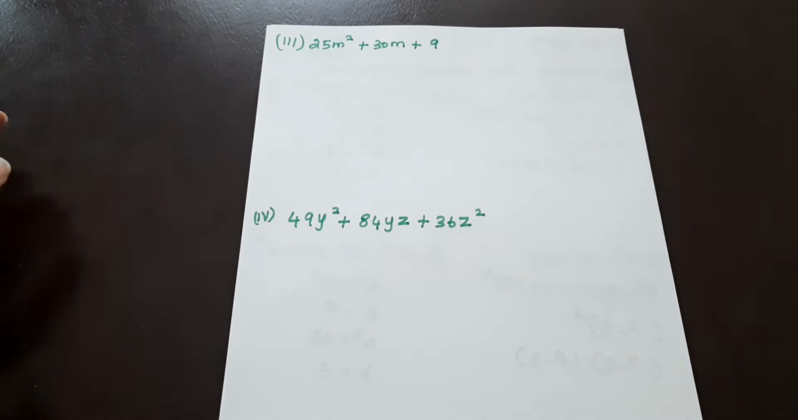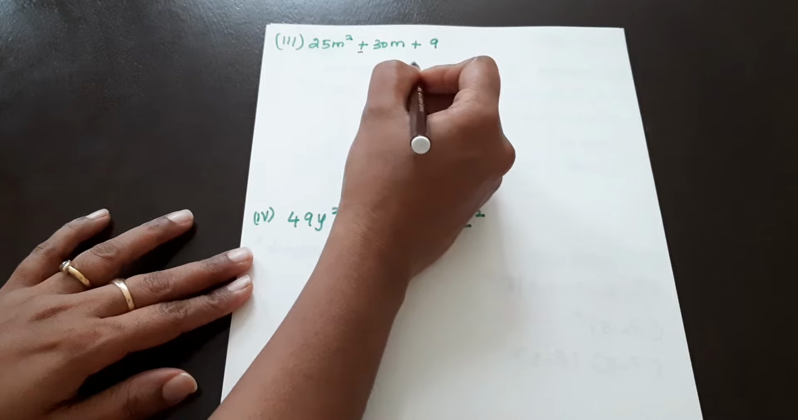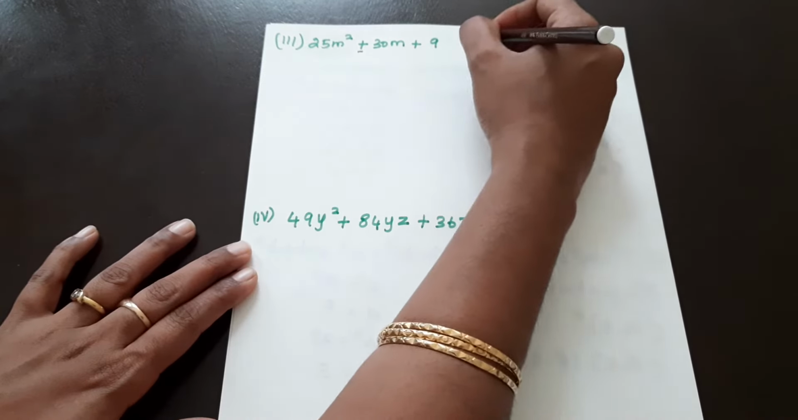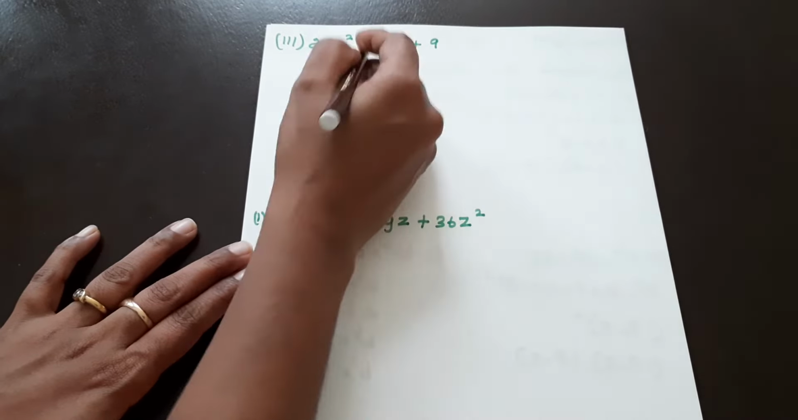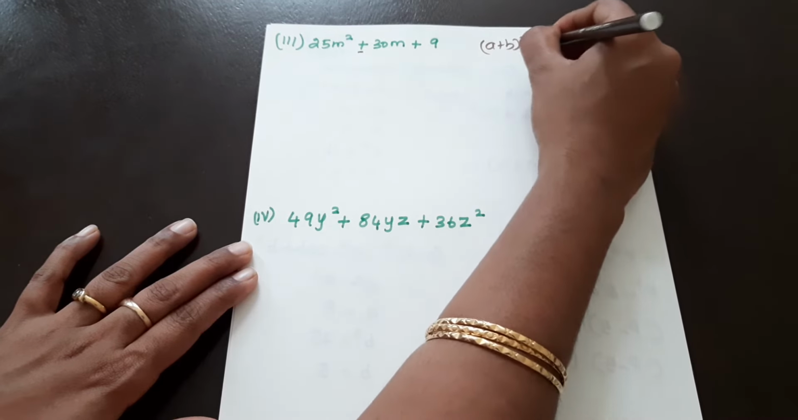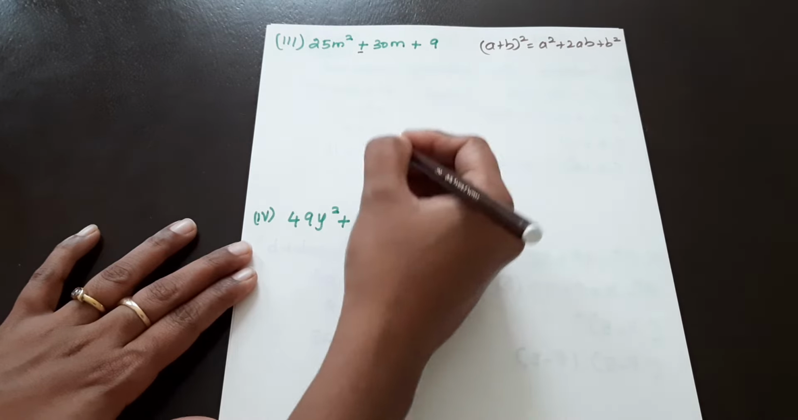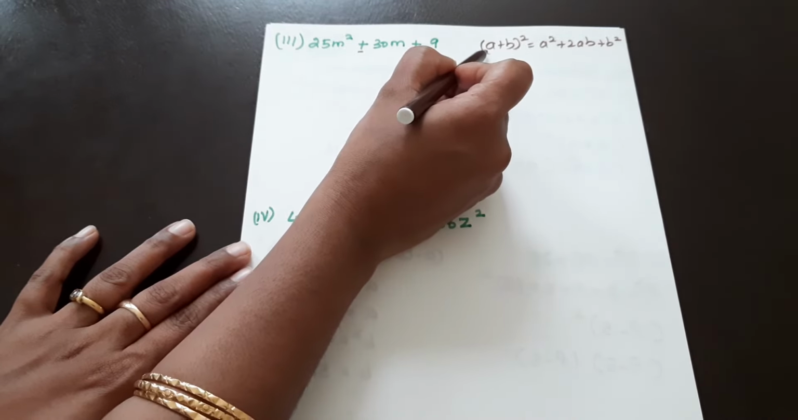Part 3. 25m square plus 30m plus 9. So here it is given with plus. So using this identity, we have to find the factors. Here it is plus, so (a plus b) whole squared is equal to a squared plus 2ab plus b squared. Okay. So in this format we have to find the factors.